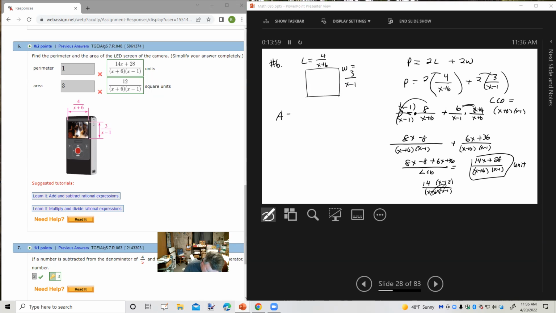All right, area is the length times the width. So that would be 4 over x plus 6 times 3 over x minus 1, which is 12 over x plus 6 times x minus 1. And that's square units. Any questions about that? Keep in mind, again, when you're adding or subtracting fractions, you need a common denominator. When you're multiplying or dividing fractions, you don't need a common denominator.